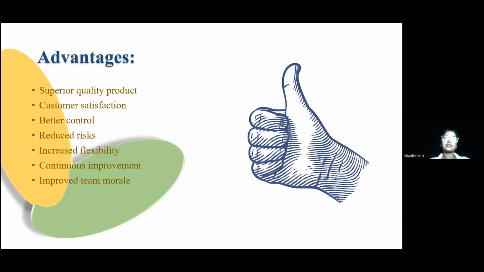Next, the advantages. Superior quality product. The customer does the test and gives the review. The testing is done on a particular unit again and again, and the customer gives the review again and again. So you will always get a superior quality product, because of how many times we test and how many times we change according to the trend. We'll always get a good product.